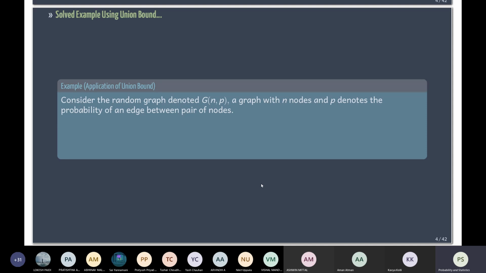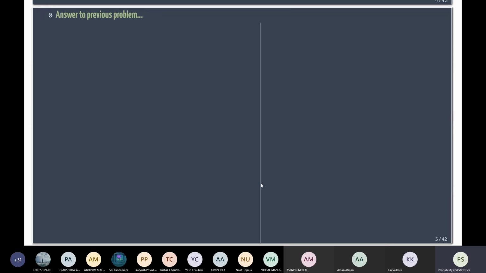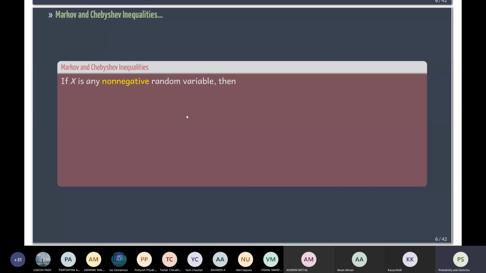And I'm going to skip the example of this. Maybe you can try this. Okay, so let me move to some other important inequalities.